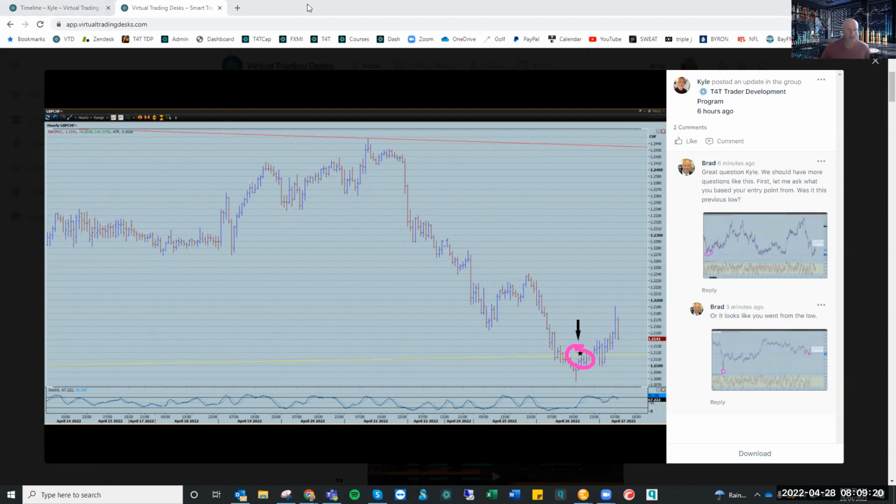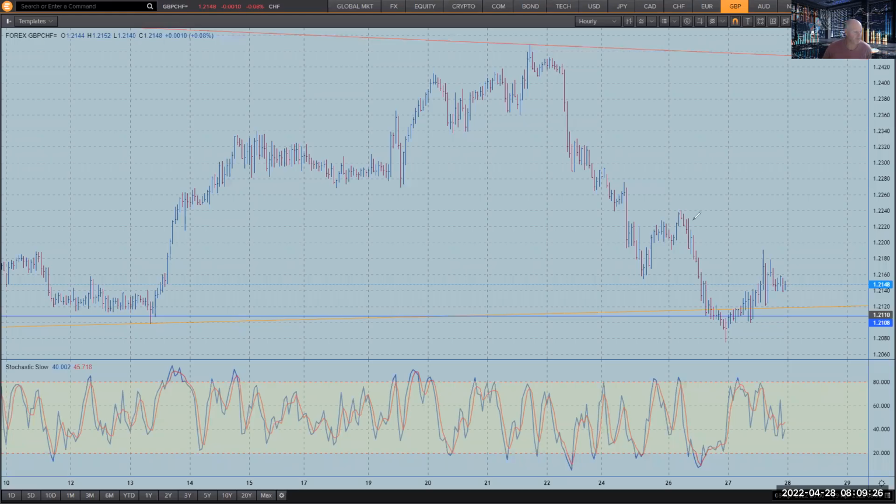Okay, so let me just run through the setup here, and you can usually find out the answers to this. I've just drawn the trend line, which I believe is the one that Kyle's gone from, right? This is on the hourly chart, and you can see the orange trend line down here corresponds with Kyle's chart, and he got into the trade here.